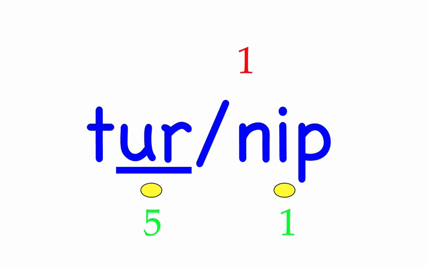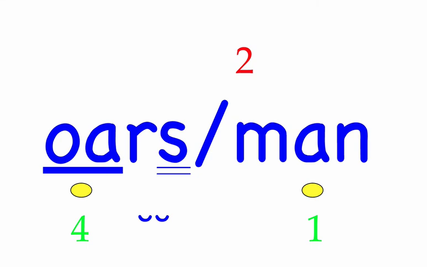The first sound is O, R, Z. The second syllable is man, three sounds: M, A, N. Oars, man. Mark the word.